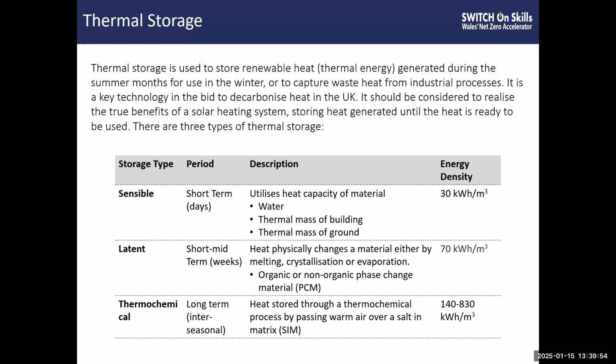Sensible is more short-term, in a matter of days, and you can see the energy density is smaller, and it goes up as you go to latent. And finally, thermochemical, which you can store interseasonally. This is usually, for example, through a thermochemical process by passing warm air over a salt in the matrix. So that's just one example of how this energy could be stored long-term, for example, from the summer and then used into the winter.